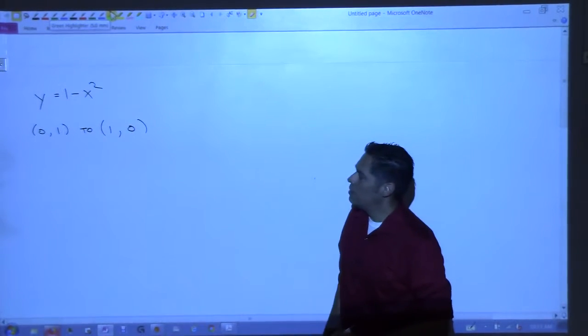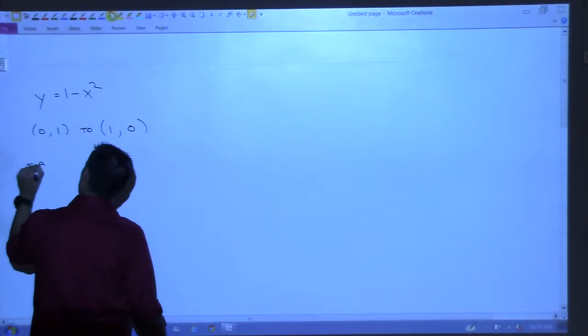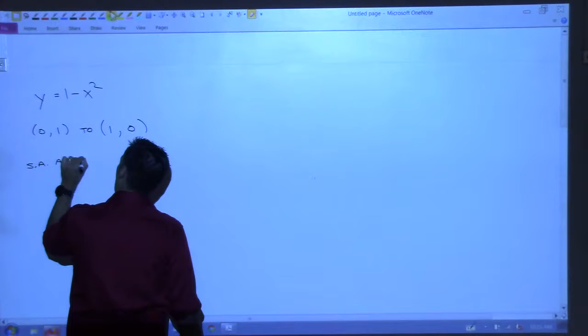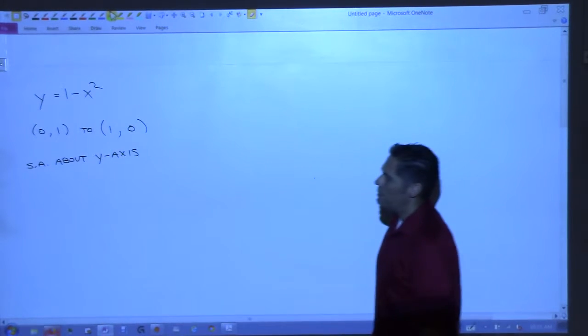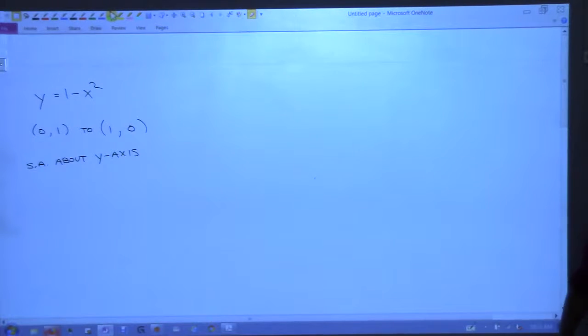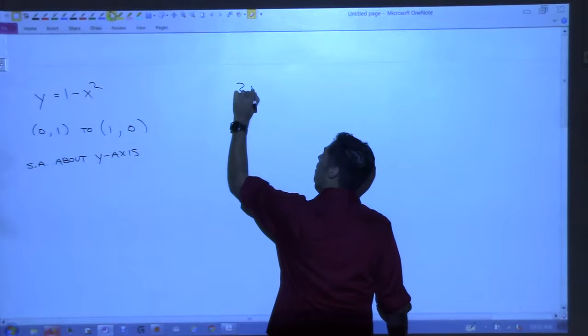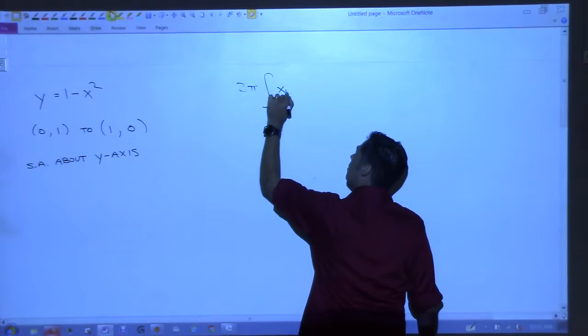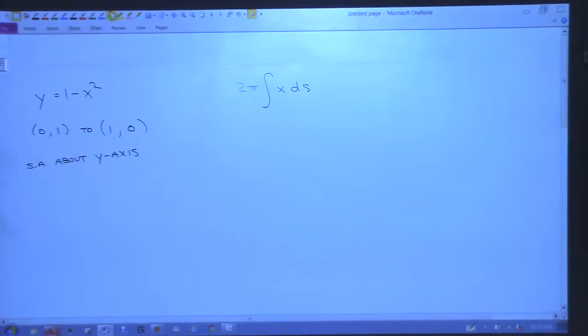There we go. So we want to look at that, and then surface area about the y-axis. Surface area about the y-axis. Because it's the y-axis, you need to know that you're using 2 pi integral x ds. x ds, not y ds.